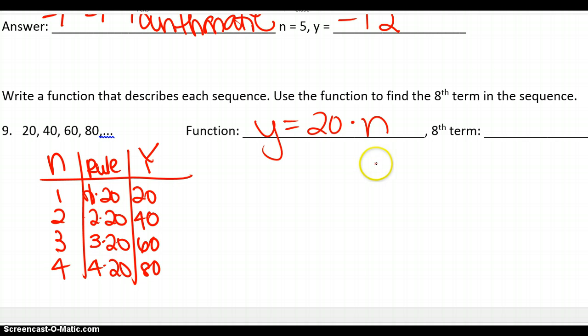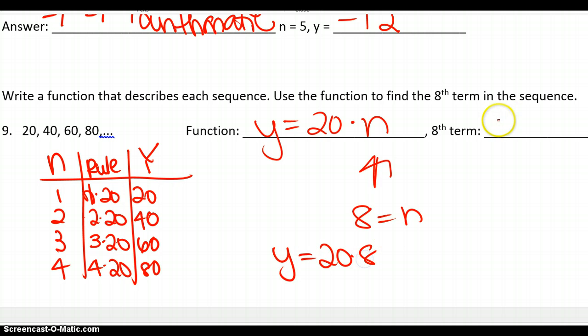To find the 8th term, plug in 8 for n. And you have y equals 20 times 8, which is 160. Do not extend your table to go to 8. Okay, you could have on your test to find the 100th term, and you're not going to want to make a table that big. So use your function to find the term they're asking for.